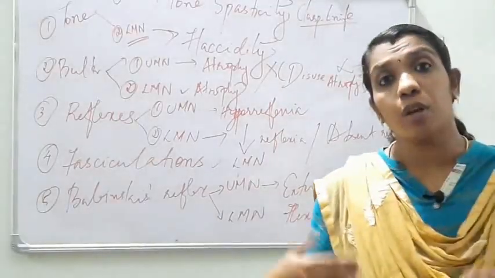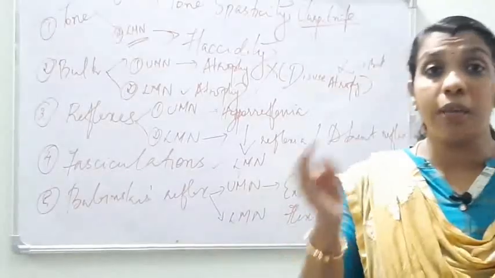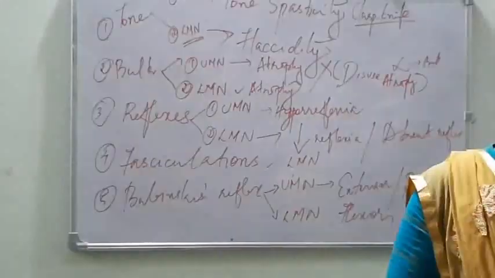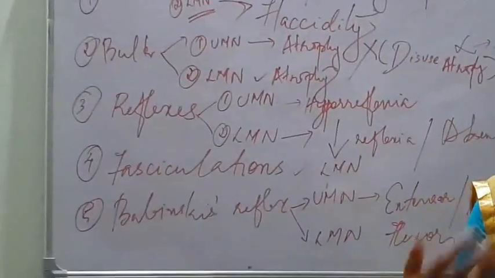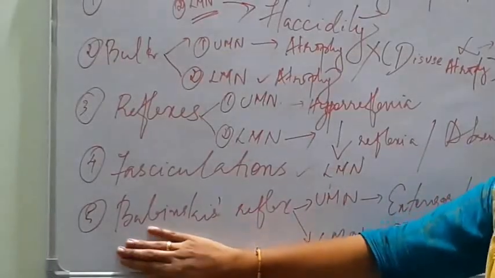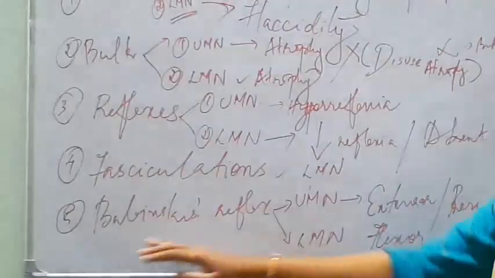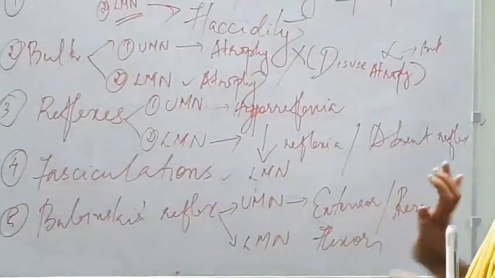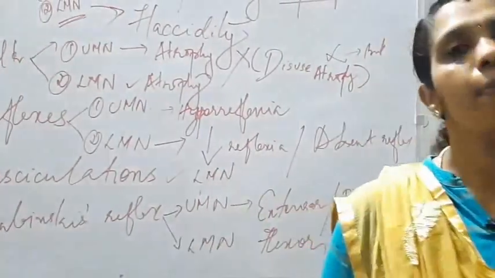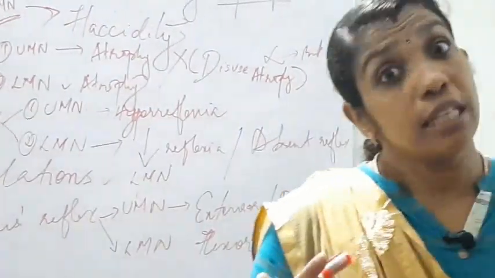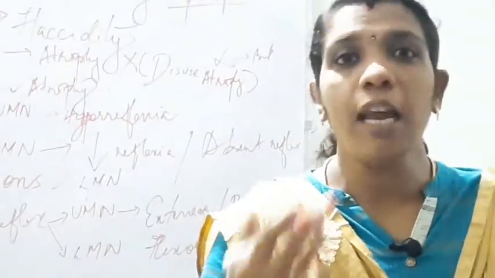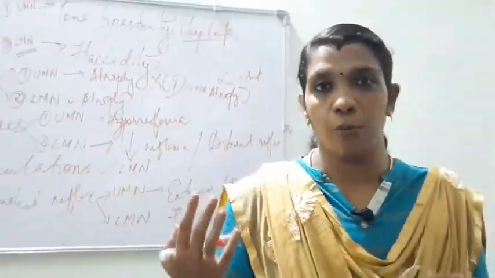Primitive reflexes are more concerned with the upper motor neuron. When the upper motor neuron becomes diseased or injured, these primitive reflexes start appearing, and the most important one to appear is Babinski's reflex, which becomes extensor, or present, in upper motor neuron lesion. So these are the major differences between upper motor neuron lesion and lower motor neuron lesion.